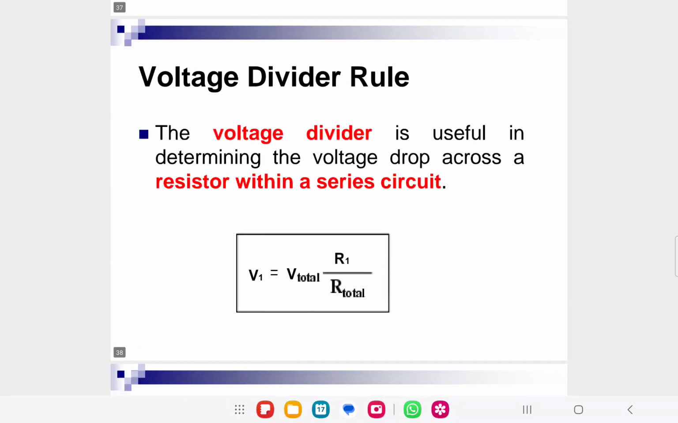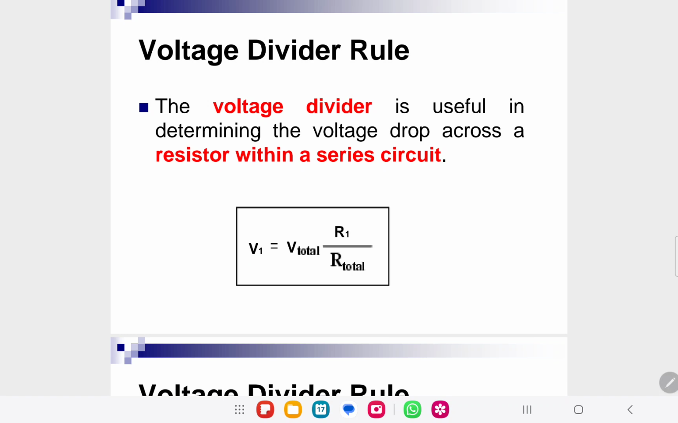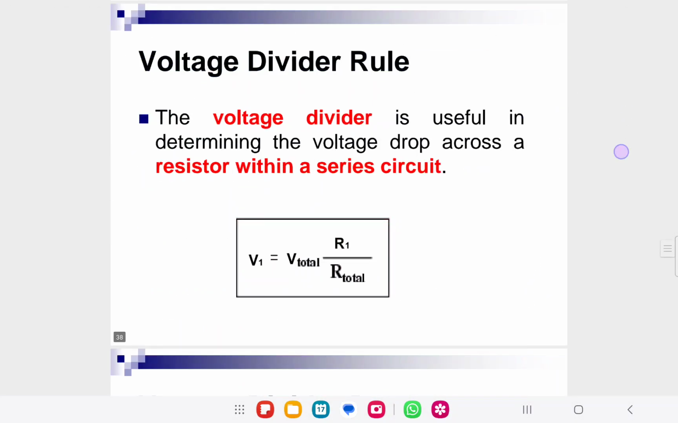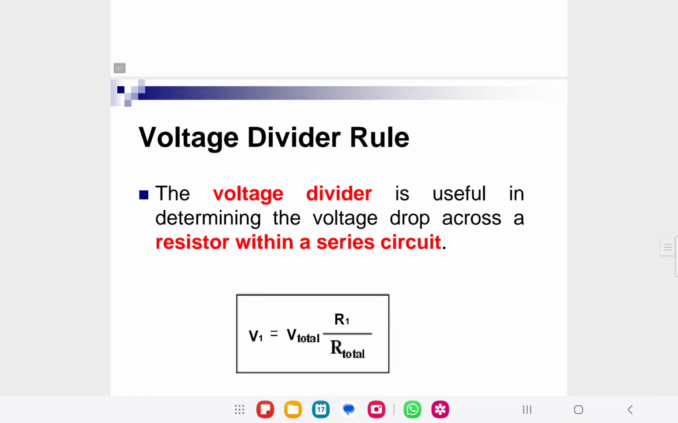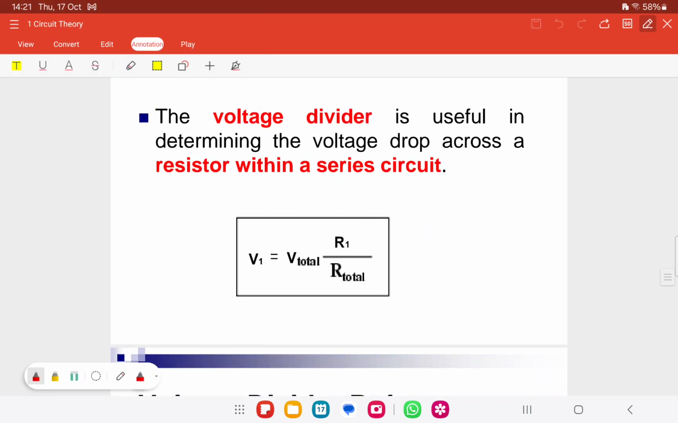Okay, the voltage divider rule is used to determine the voltage across a specific component in a series circuit. For example, V1 is the voltage at resistor 1. Where is my pen? Okay, so V1, V total is the voltage source. So basically it is like this one.